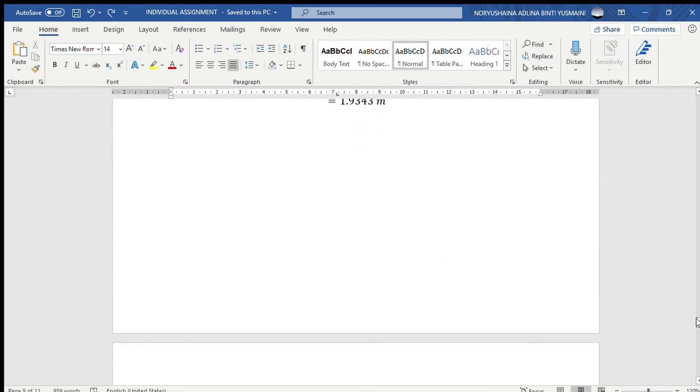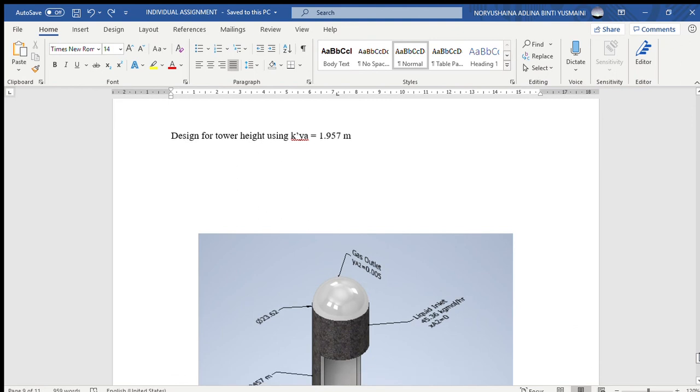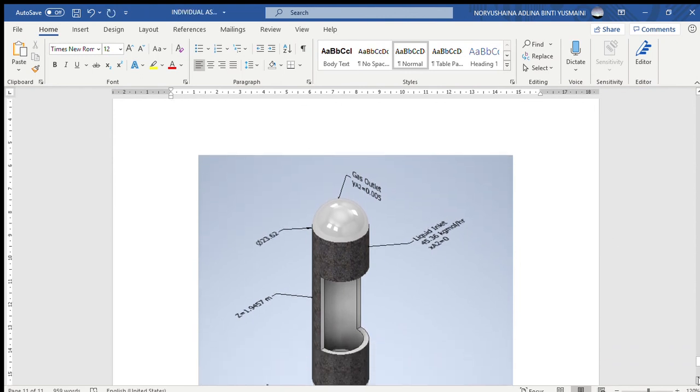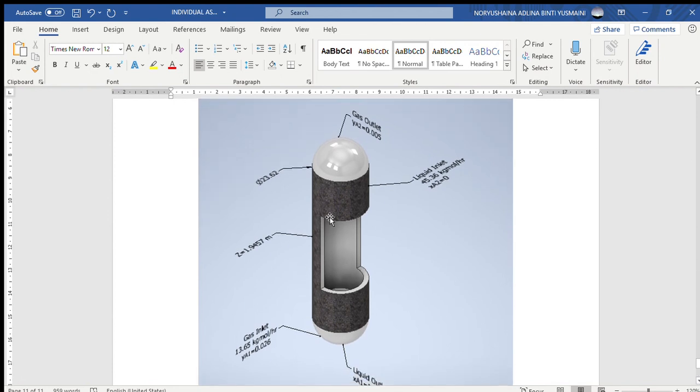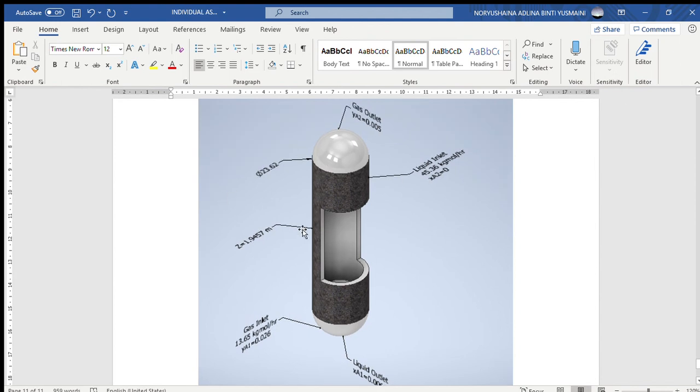So apart from this, I designed a packed tower column using the first equation, which is the tower height using the K prime Ya, where I got the height is 1.9457 meter. I designed this packed column using the Autodesk Inventor software, and this is how I finalized my design with this height.